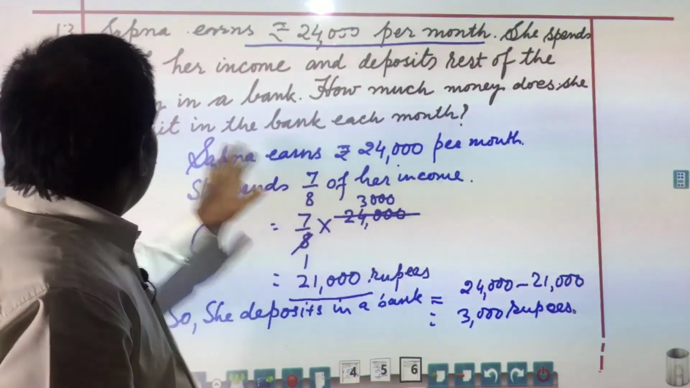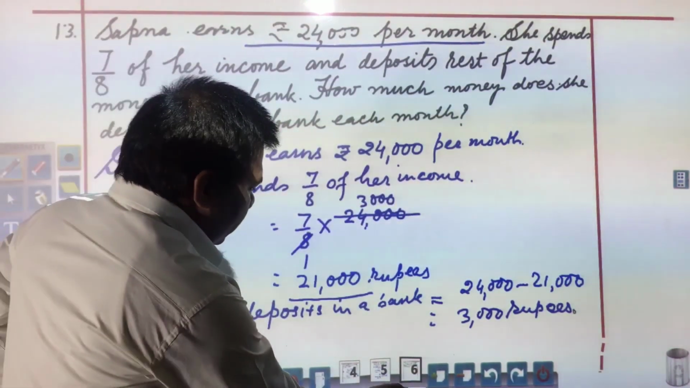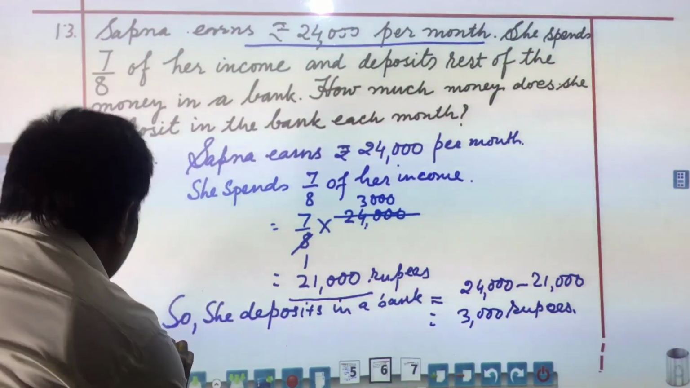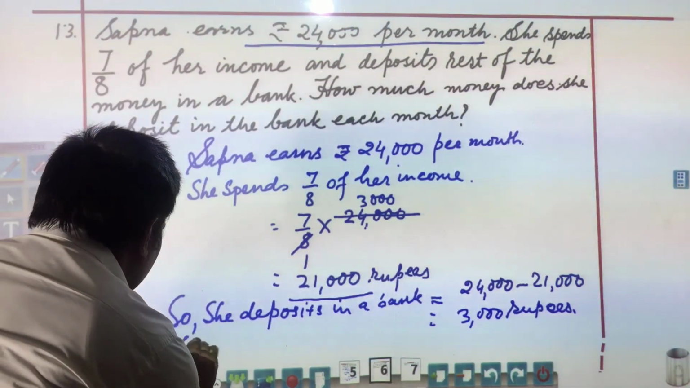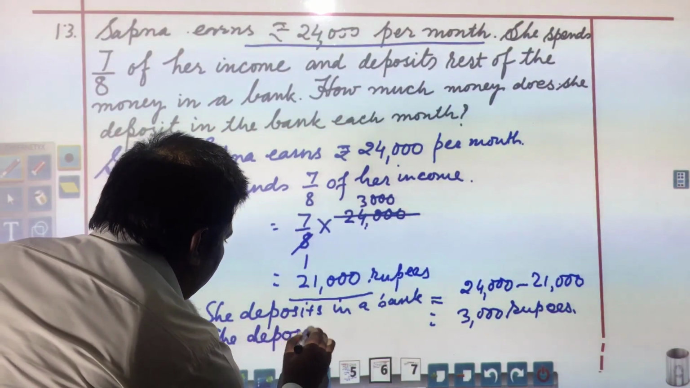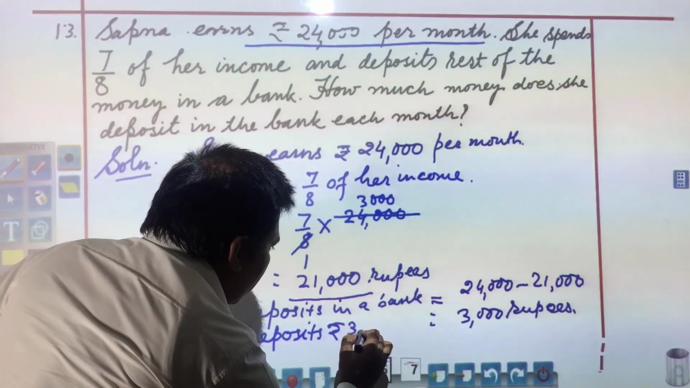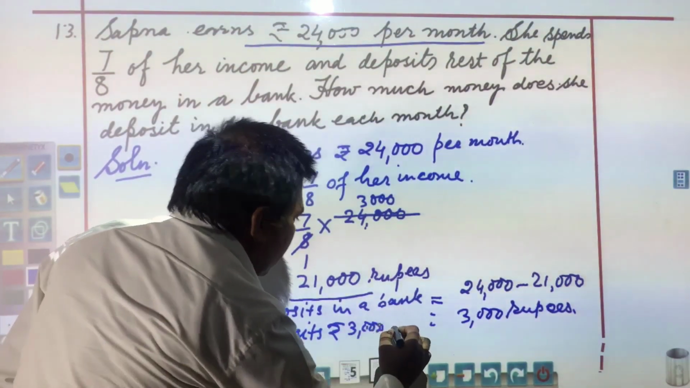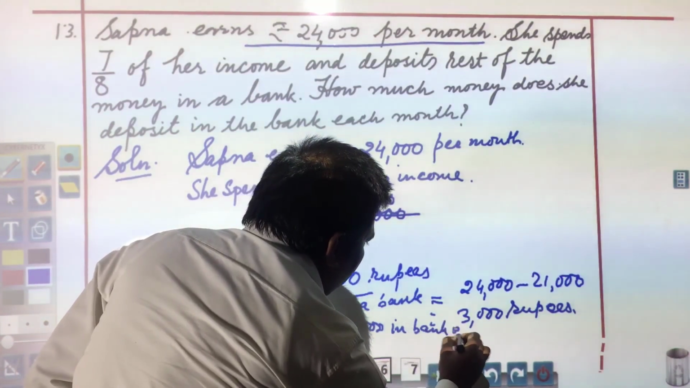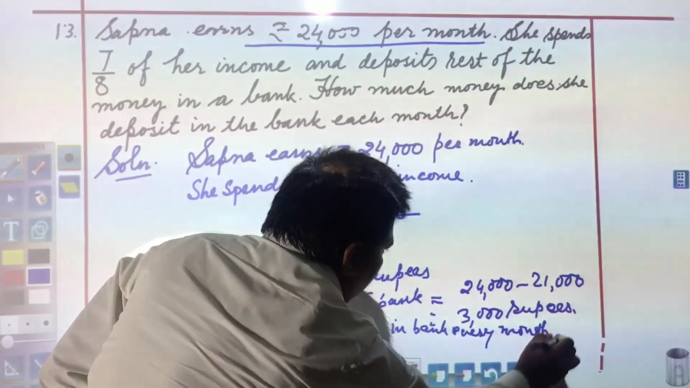How much money does she deposit in the bank each month? So, how will you write this? You can write here itself. Hence, she deposits 3,000 in bank every month. This will be your answer.